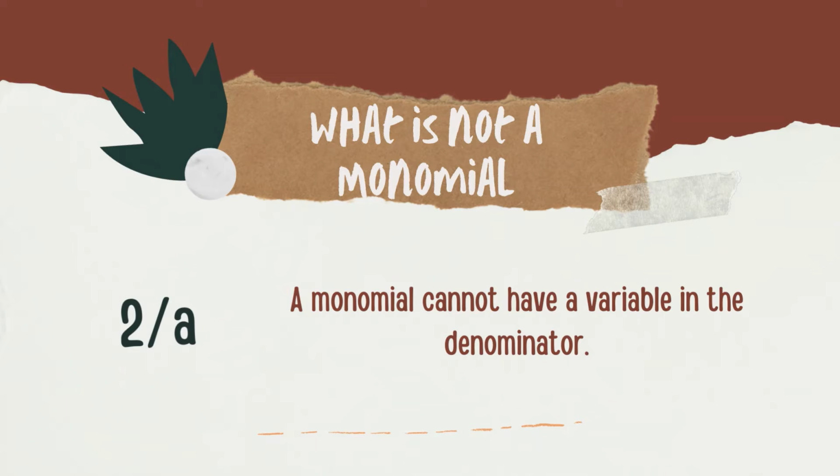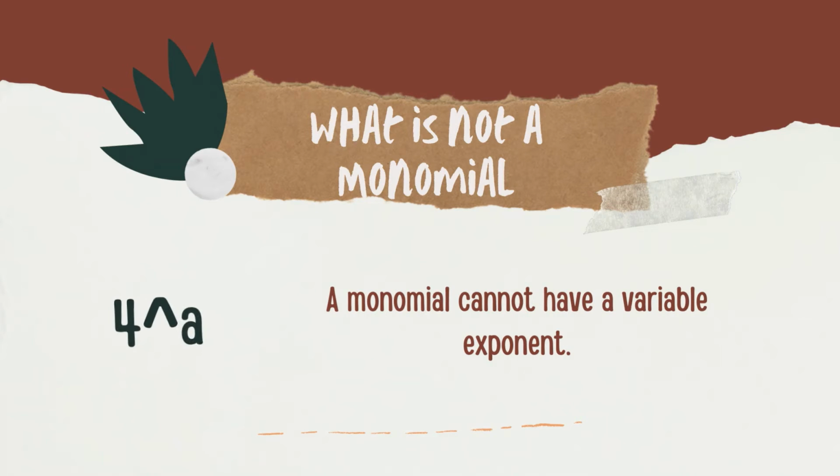How about this one? The 2 over a is not because a monomial cannot have a variable in the denominator. You are not allowed to have any variable in the denominator for it to be called a monomial. How about the 4 raised to a? The same thing. You cannot have a variable in the exponent for that expression to be called a monomial.